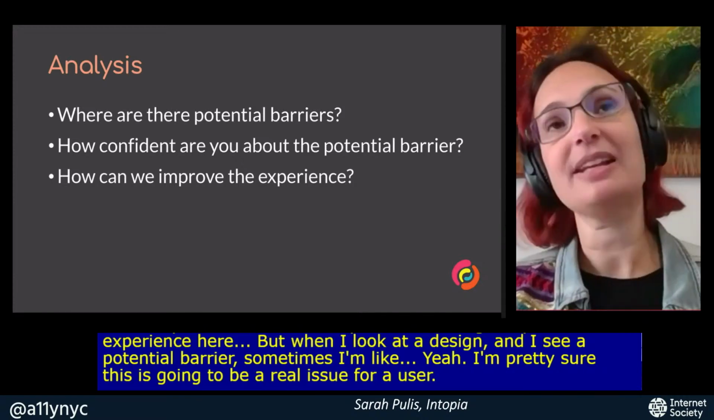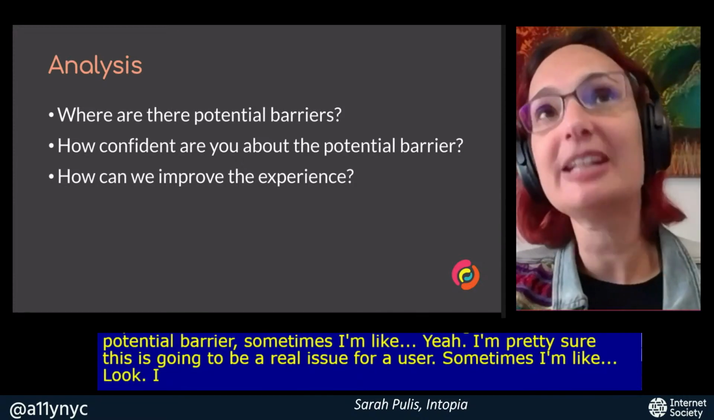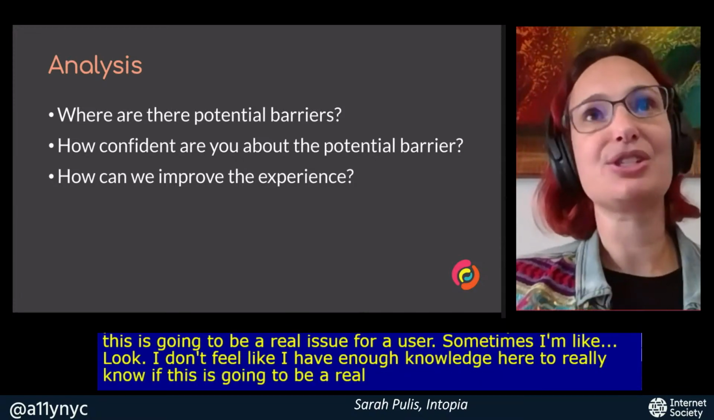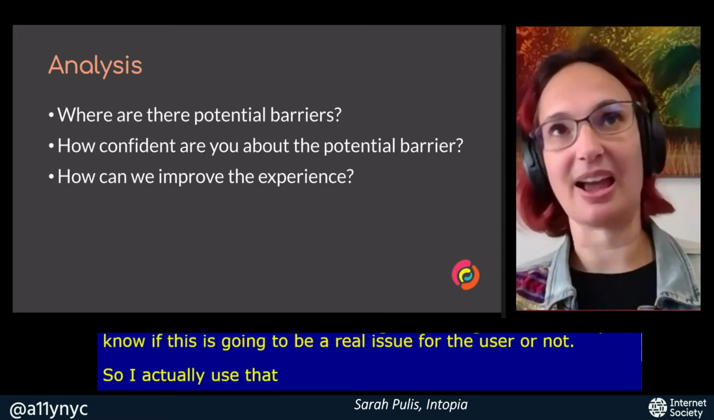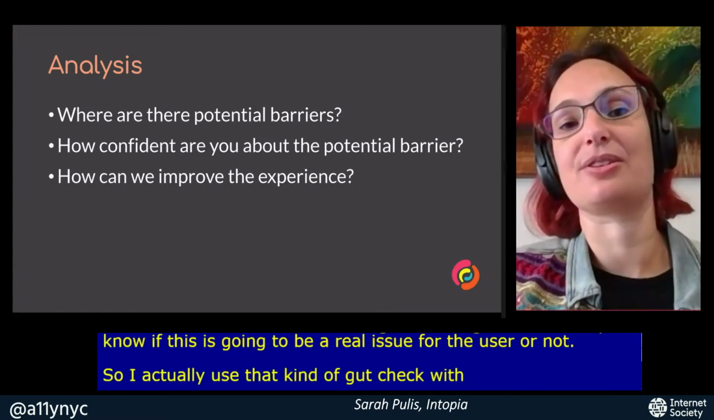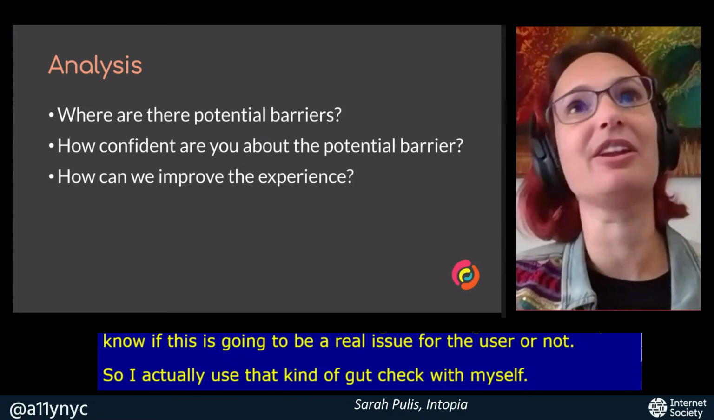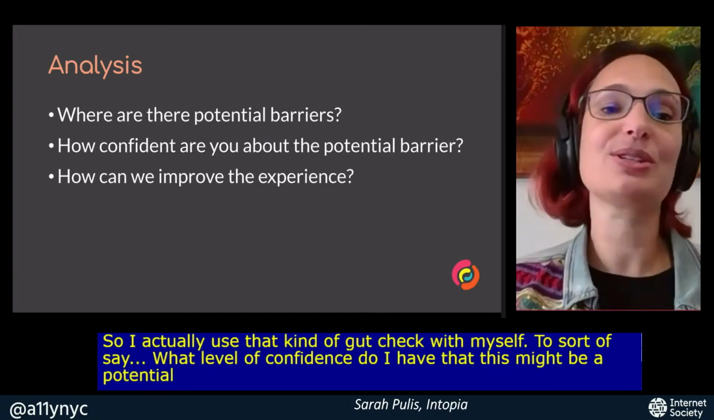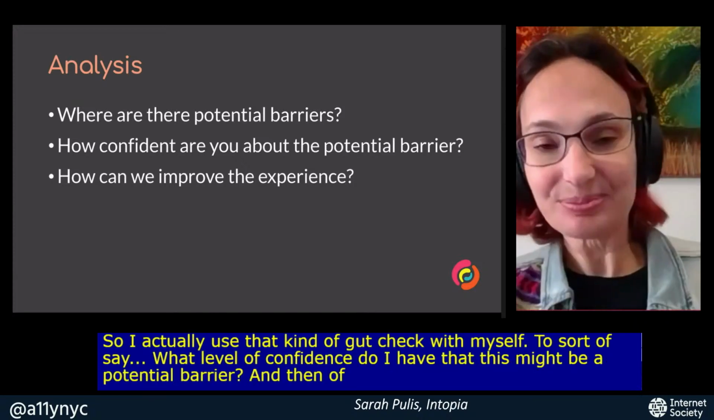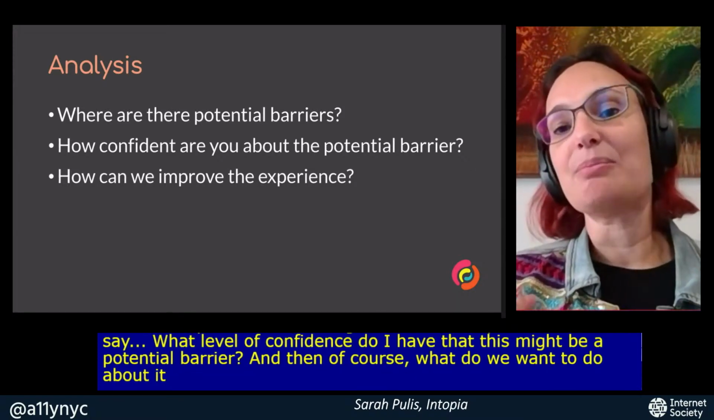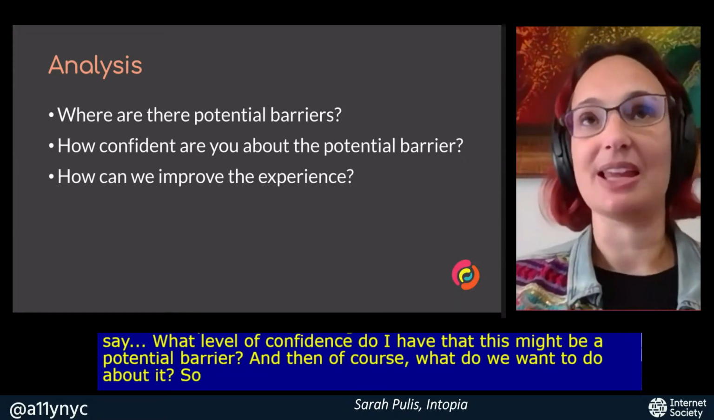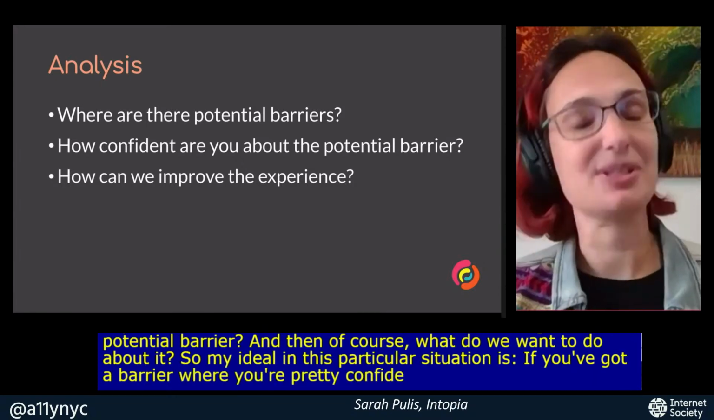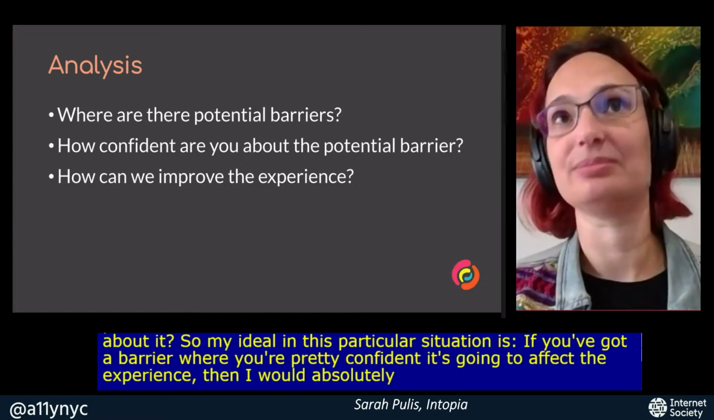Sometimes I'm like, look, I don't feel like I have enough knowledge here to really know if this is going to be a real issue for the user or not. So I actually use that kind of gut check with myself to sort of say, what level of confidence do I have that this might be a potential barrier? And then, of course, what do we want to do about it? So my ideal in this particular situation is if you've got a barrier where you're pretty confident it's going to affect the experience, then I would absolutely be looking at how we can change things.